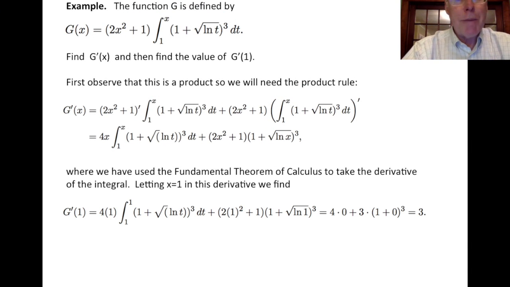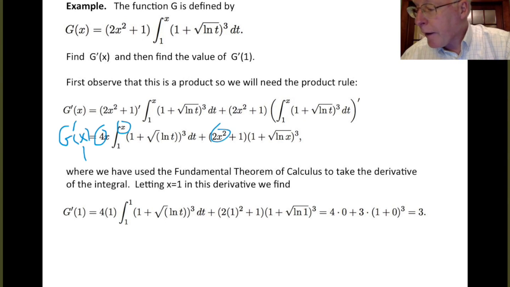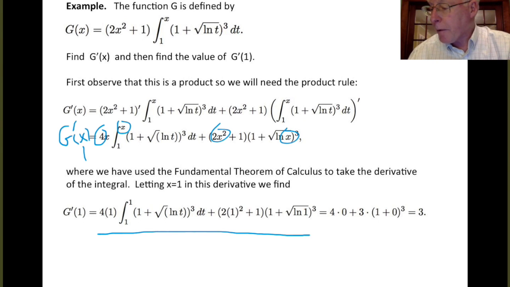To get g prime of 1, we can now just take this expression for g prime of x here and plug in x equals 1. So everywhere I see an x, I'm going to plug in a 1, so that'll be there, and here, and here. And that's what has happened down here. Notice the t is not 1, so I have to leave the t alone. The t is still in the integral.